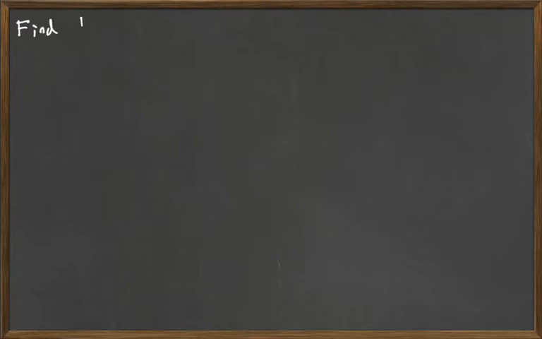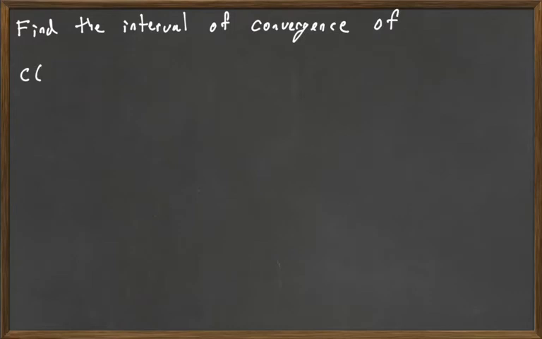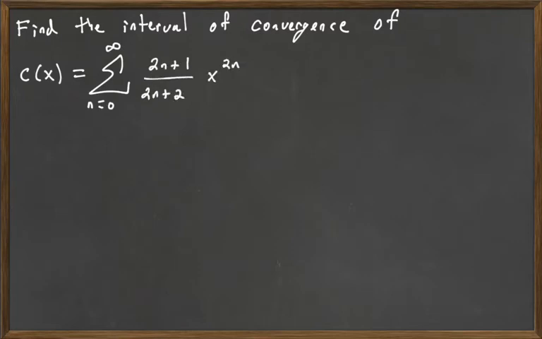Alright, so we're going to find the interval of convergence of this power series c of x, equal to the sum n equals 0 to infinity of (2n plus 1) over (2n plus 2), and then times x to the 2n. And we're going to use the ratio test.